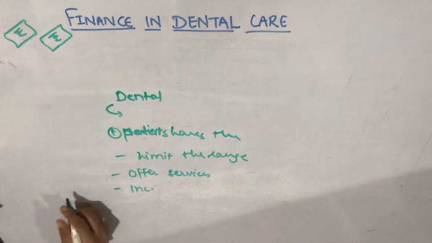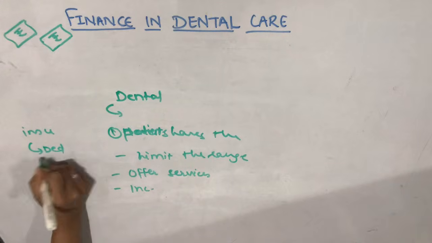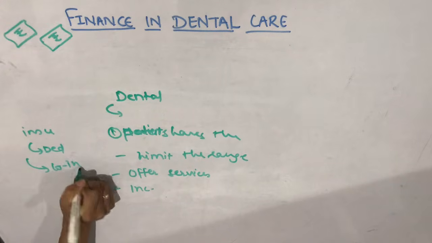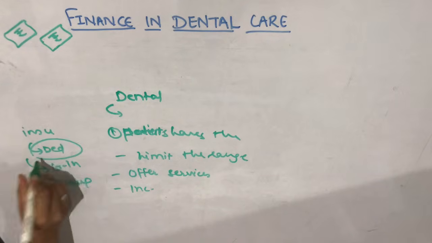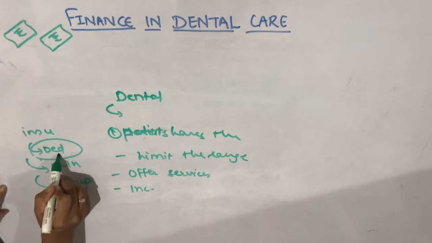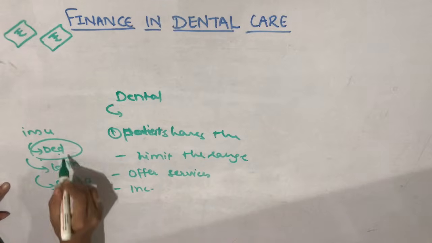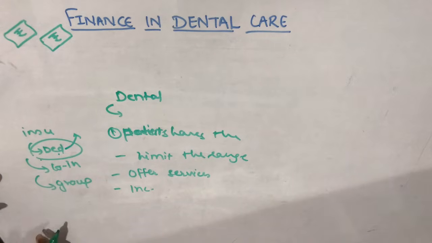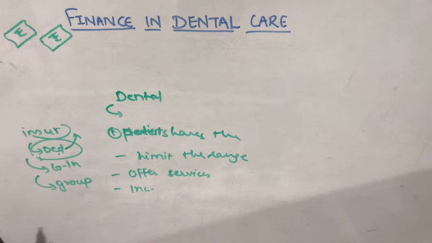So this is nothing but the private third party prepayment plan, and there are different ways of payment offered by the insurer. First is deductible, next is co-insurance, and third is group insurance. Deductible is a stipulated amount that the patient must pay towards the cost of treatment before the benefits of the program begin, and it is known as front end payment. So the insurer decides a particular amount that the patient should pay, and after that they get all the benefits.